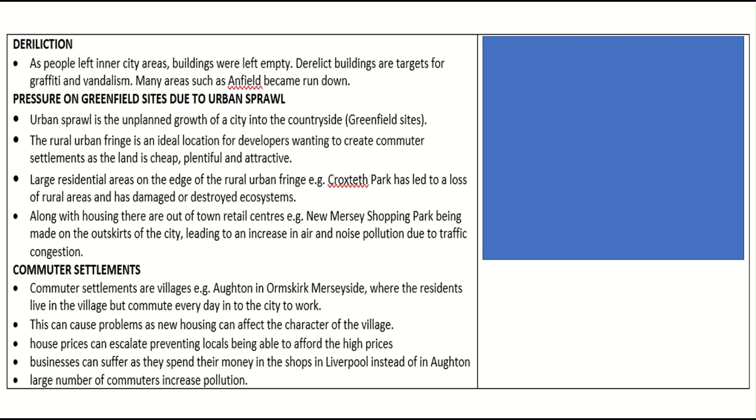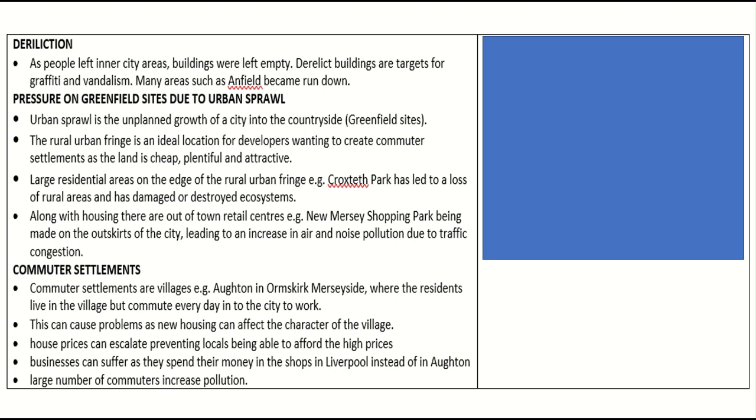The pressure on greenfield sites, well, if you watch my other video, you'll see what a greenfield site is. But ultimately, because Liverpool is continuing to grow, they are having to build out into the rural urban fringe, and they are having to build into green sites, which are parks, fields, forests. So large residential areas have led to the loss of rural areas. We've also had places like the New Mersey Shopping Park, that's in Speke, leading to an increase in air and noise pollution due to traffic congestion.